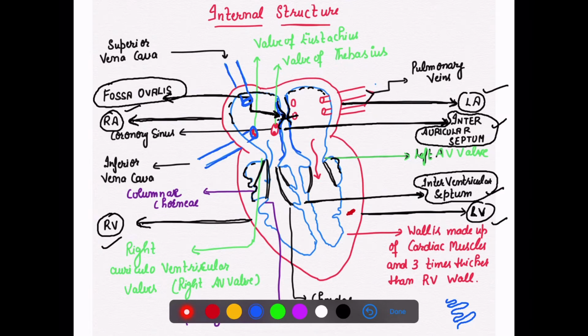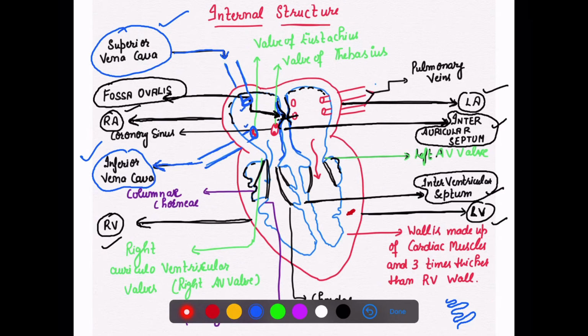So this portion, which is carrying deoxygenated blood from the lower part, is the inferior vena cava. So we will mark this as inferior vena cava. Now the one that brings deoxygenated blood from the upper body portion, that is the superior vena cava, right? So what all is opening into the right atrium? Superior vena cava and inferior vena cava.